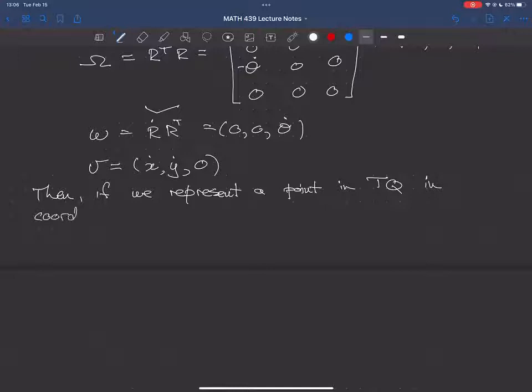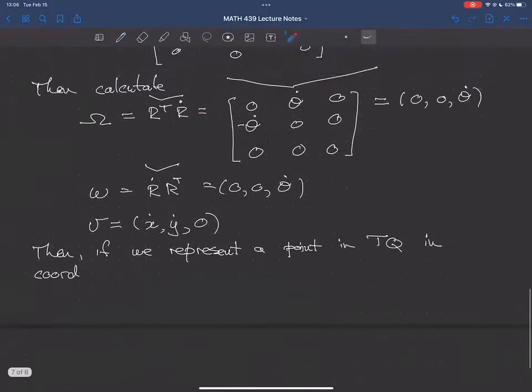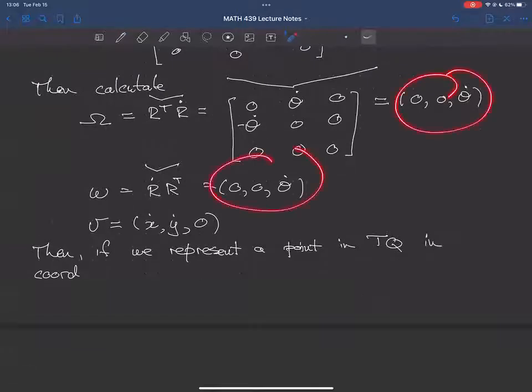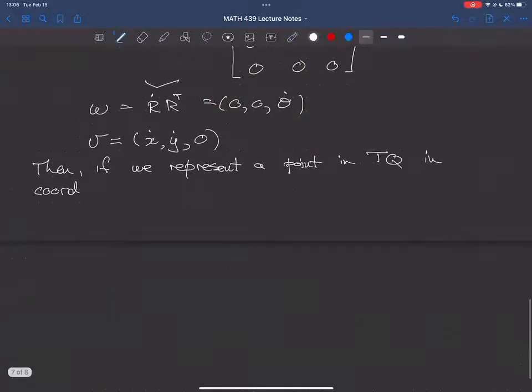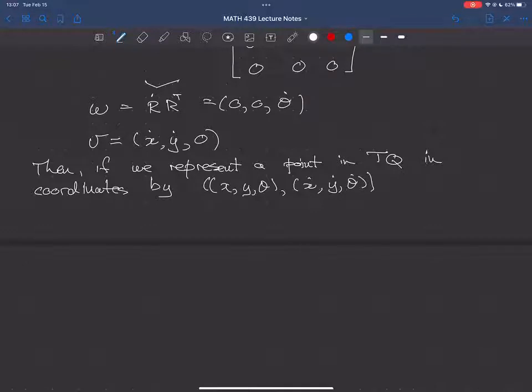So what I'm really writing down here is the local representative of iota. Iota spatial and iota body will be the same in this case, just because of the coincidence that these things are the same. Okay, so a point in TQ I'm going to represent in coordinates as x, y, theta, x dot, y dot, theta dot.